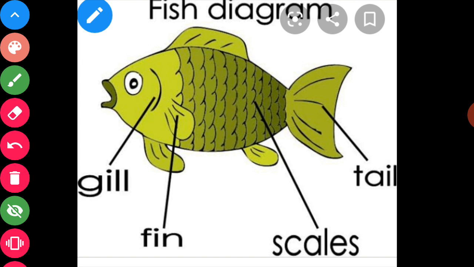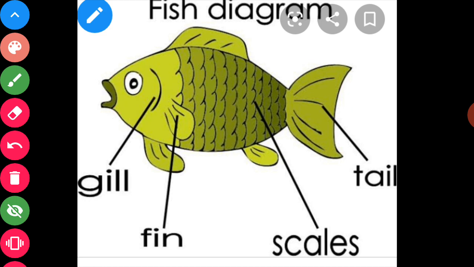Third, fishes do not have eyelids. Instead, they have a thin eye membrane to protect their eyes from water causing damage. That eye membrane protects the fish's eyes from the water.